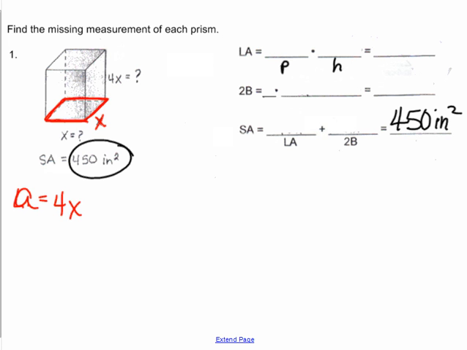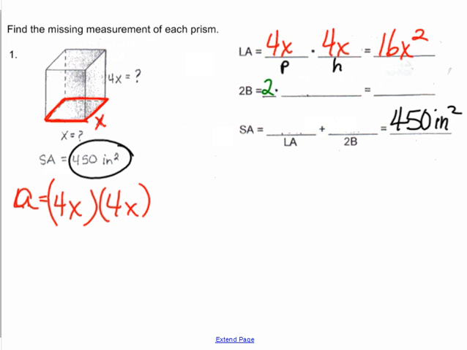Not the area there. Okay. And then we multiply it by the height. Well, the height is 4x. Times 4x. And we end up with 16x squared. Don't forget to do that. All right, now we want the 2 bases. So the bases are 2 times, the base is going to be x squared. So we have 2x squared.